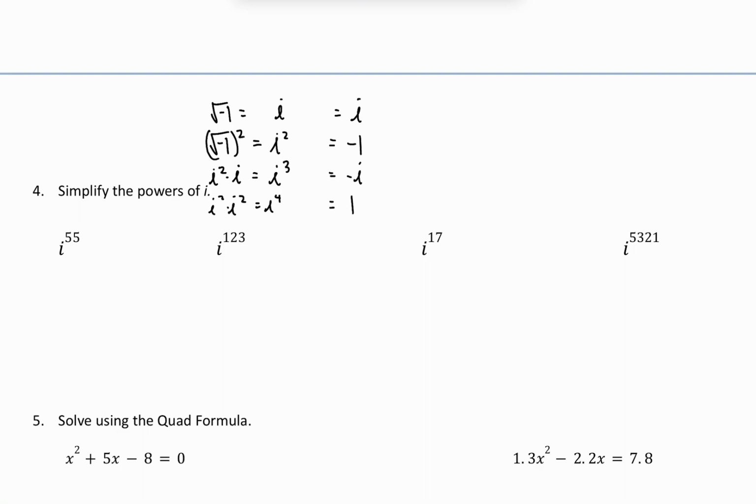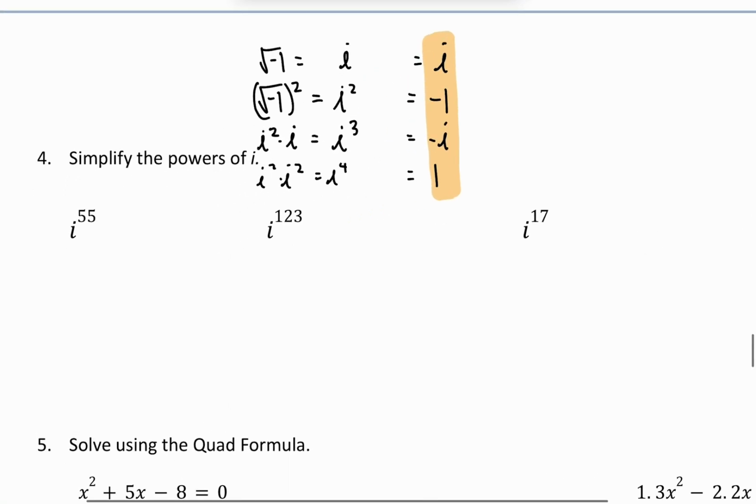And this is kind of, if you keep going, this pattern repeats, but that's how to derive the pattern if you forget it during the test. So every fourth power of i, this pattern starts over. So you're going to be looking for the highest multiple of 4 that goes into 55, and that is going to be 52. So if we split this up, i to the 52 is just going to be 1. But the remaining part is i cubed, or i to the third, which is -i. So really, i to the 55th is just -i.